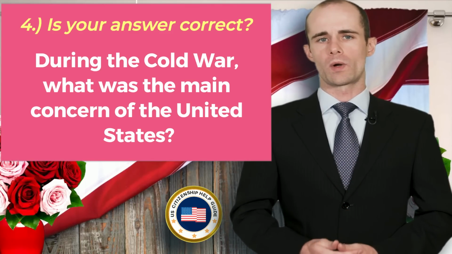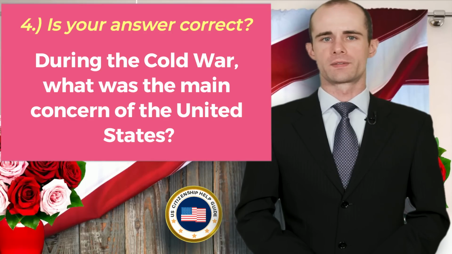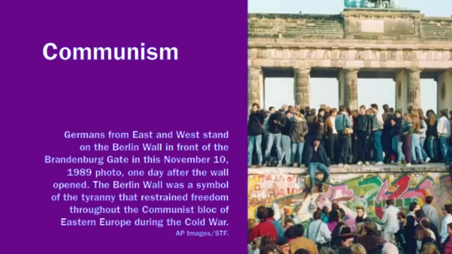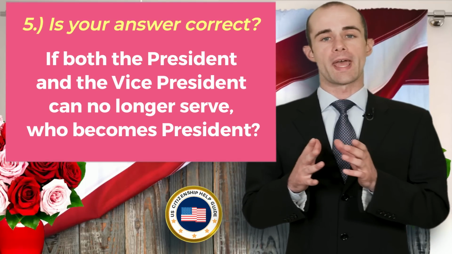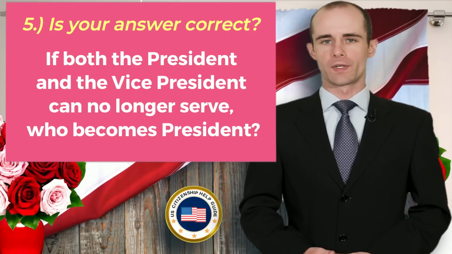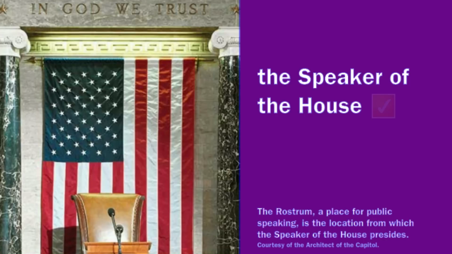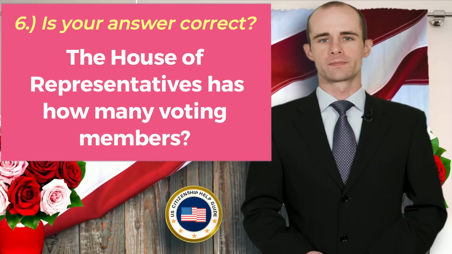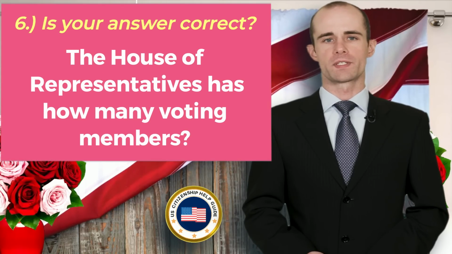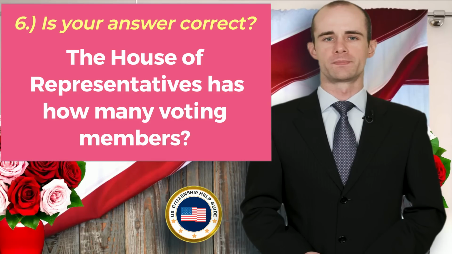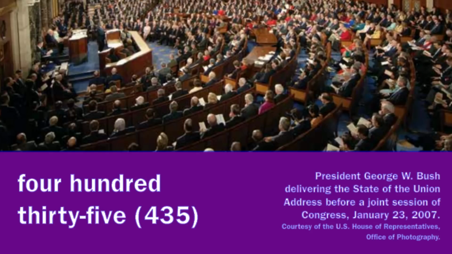During the Cold War, what was the main concern of the United States? The correct answer is communism. If both the president and the vice president can no longer serve, who becomes president? The answer is the Speaker of the House. The House of Representatives has how many voting members? The correct answer is 435.